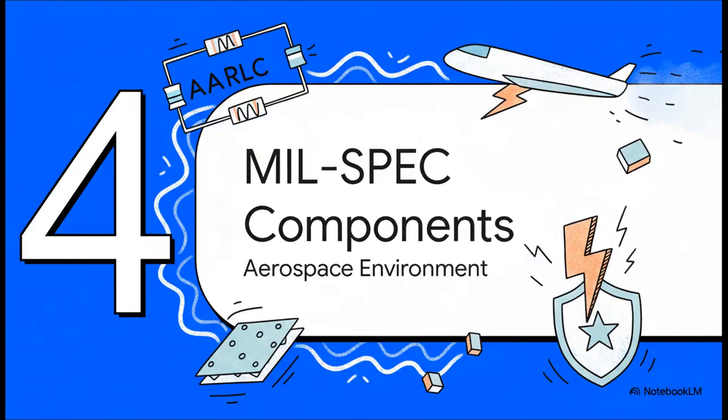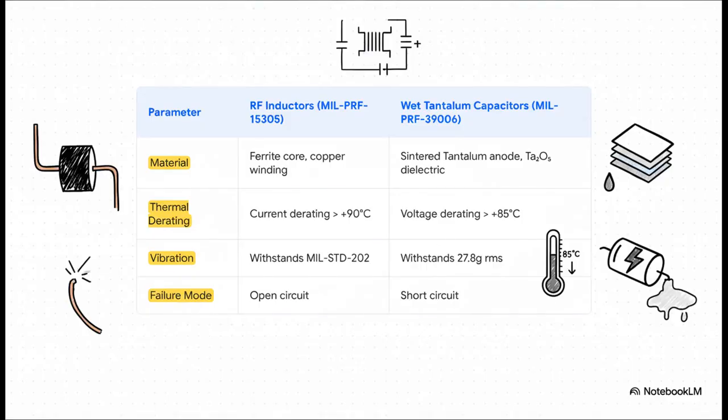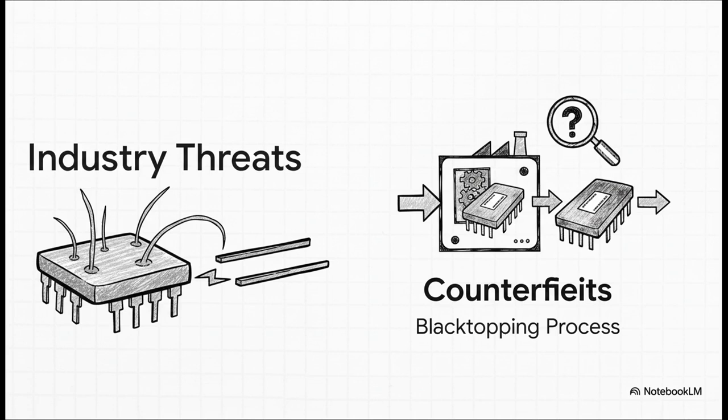Now, the severe operational environment of aerospace, which is quantified by standards like RTCA DO-160G, mandates components with very specific material compositions and a resilience to known failure modes. For example, MIL-SPEC 15305 inductors use ferrite cores and are encapsulated in epoxy. Their primary failure mode is an open circuit from a wire fracture. On the other hand, MIL-SPEC 39006 wet tantalum capacitors use a sintered tantalum anode and a liquid sulfuric acid electrolyte. They require voltage derating above 85 degrees Celsius, and their main failure mode is a catastrophic short circuit from dielectric breakdown and electrolyte leakage.